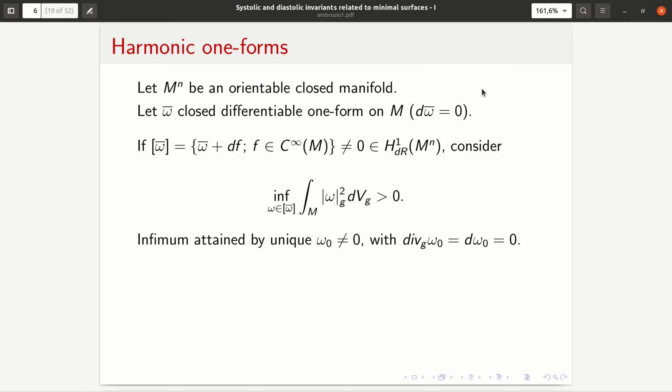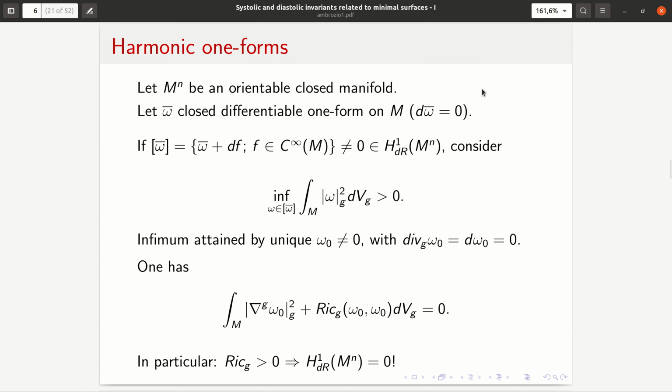to study this minimizer, omega 0, and we deduce an integral formula, which I wrote there, where the Ricci curvature of the Riemannian metric G appears. And notice that the first term in the integral is non-negative. So if Ricci is positive, this inequality cannot hold for non-trivial omega 0.